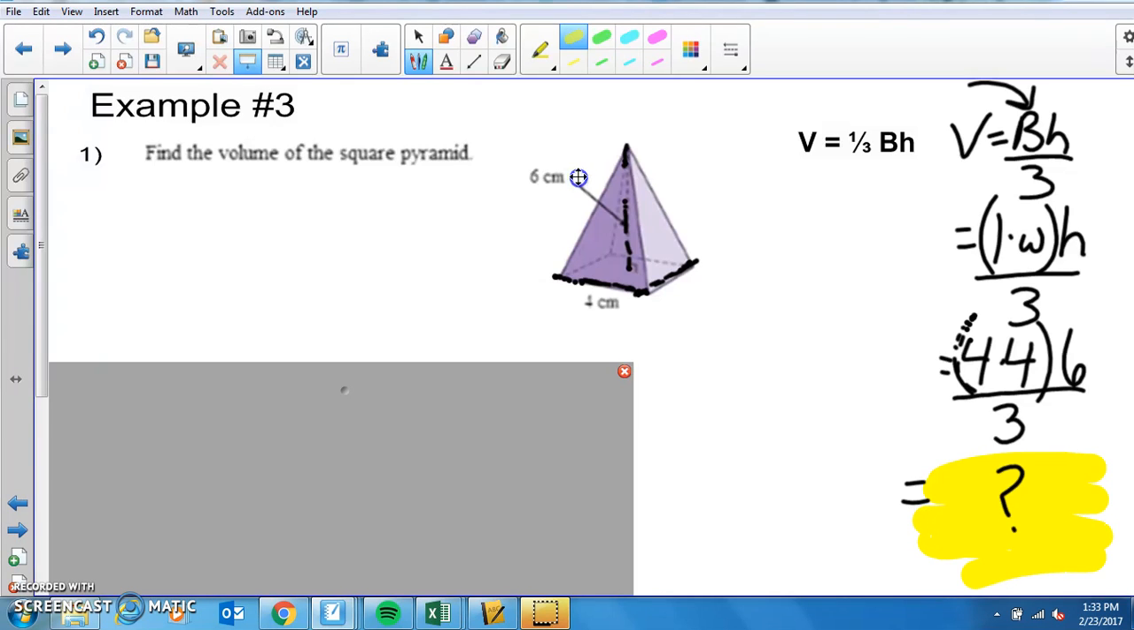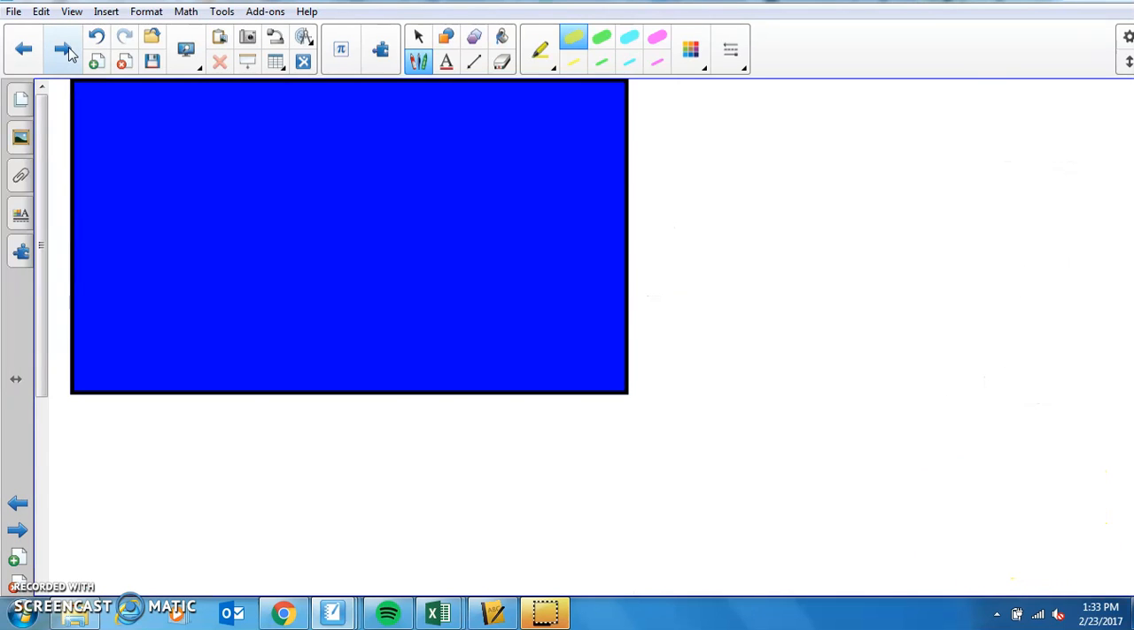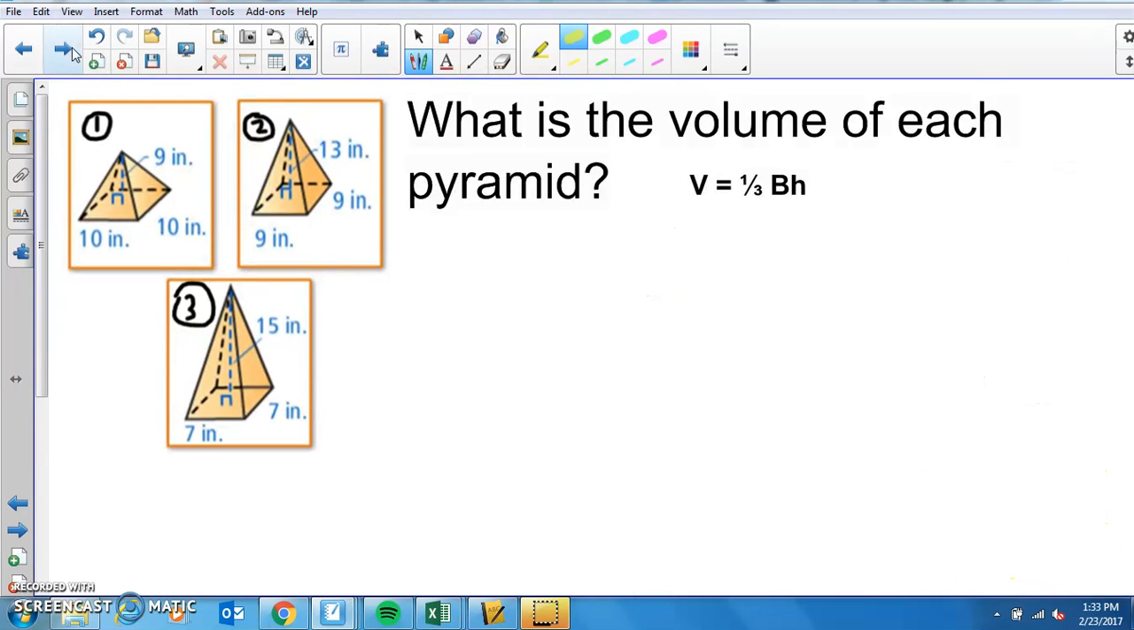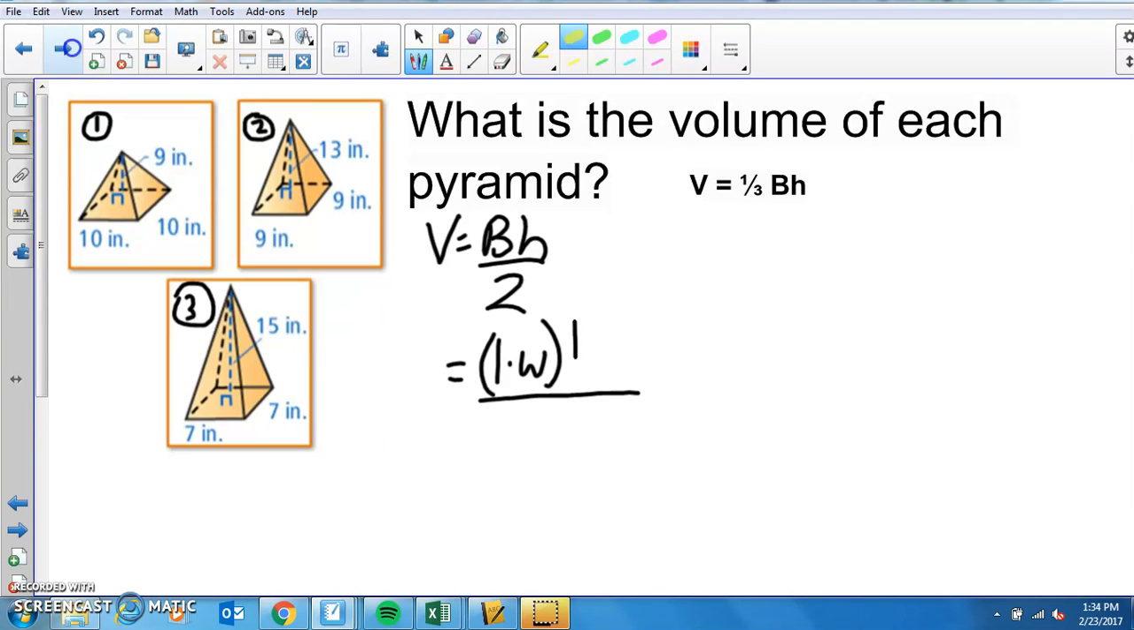All right, let's go to another one. All right, you have 3 different pyramids here. Number 1, that is a square pyramid. Number 2 is obviously a square pyramid. And 3 is also a square pyramid. So for each one of these, when we use the formula, base times height divided by 3, since it's a square pyramid, the uppercase B, we're going to use the formula for a square, which is length times width. Multiply that times the lowercase h, and divide that by 3. So what I want you to do is I want you to work through these 3 problems here.